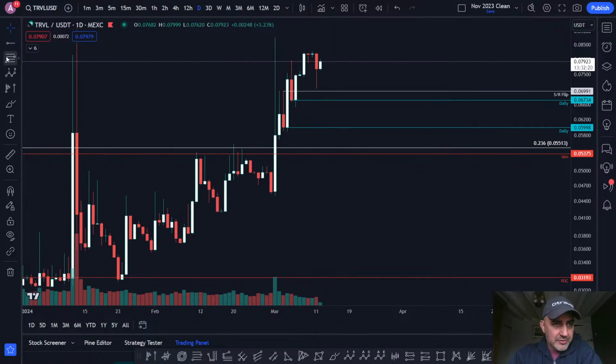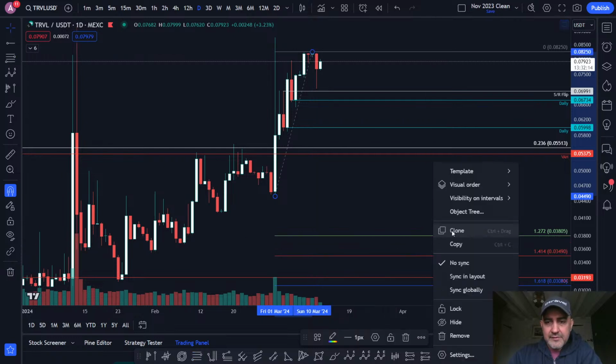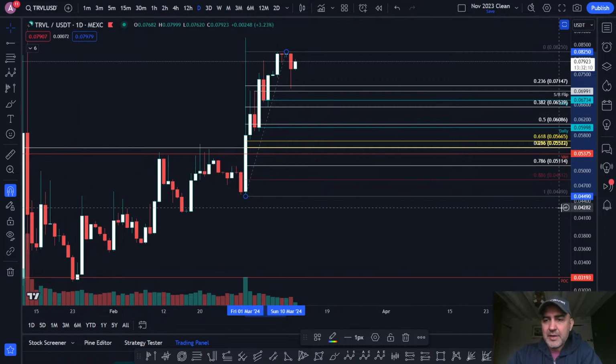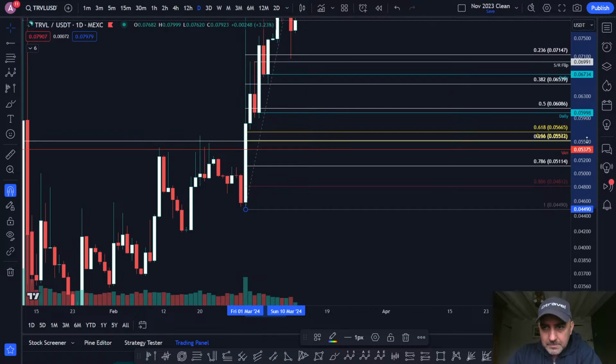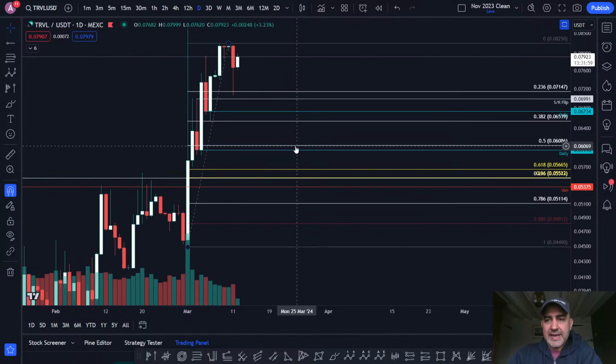Let me just also do a fib pull, just to have a look at that. Actually, a little bit lower possibly. The golden opportunity is the SR flip. I just don't think the price is going to get down that far. That's why I'm saying a little bit higher at this 50% mark.